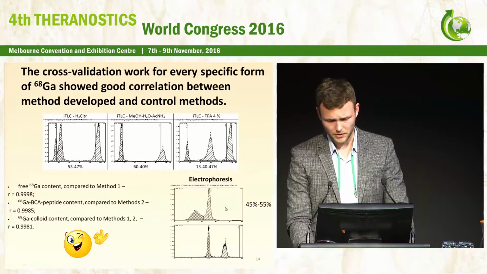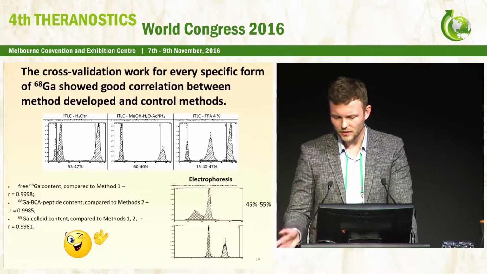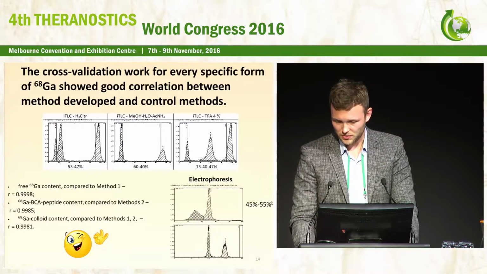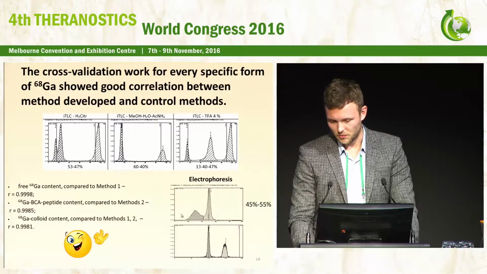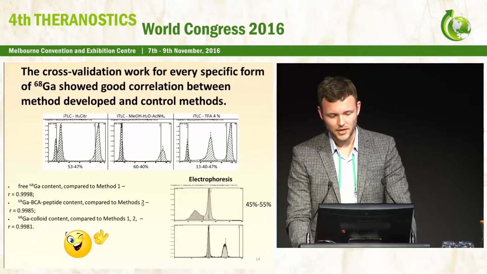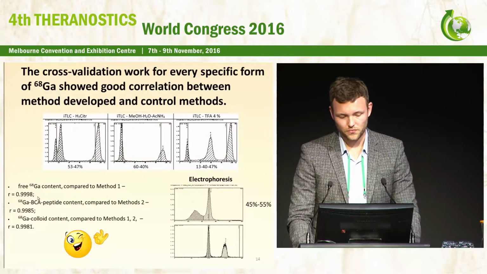Just to be sure, we do the electrophoresis. Here is a paper electrophoresis with not a very good resolution because it's paper. But you see the amount is almost the same for the moving peak. And this is the gel electrophoresis with a good resolution. And the correlation of this method with the others is very good.